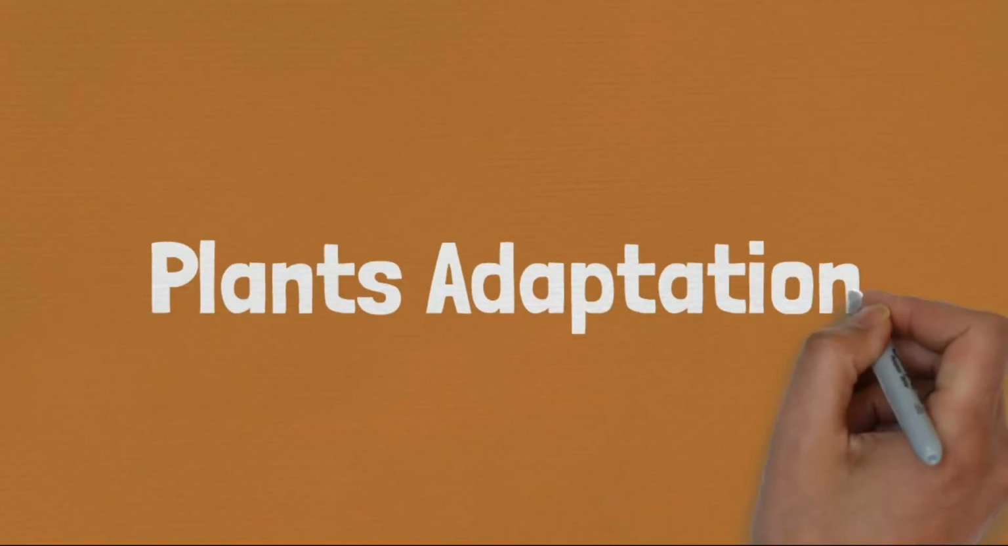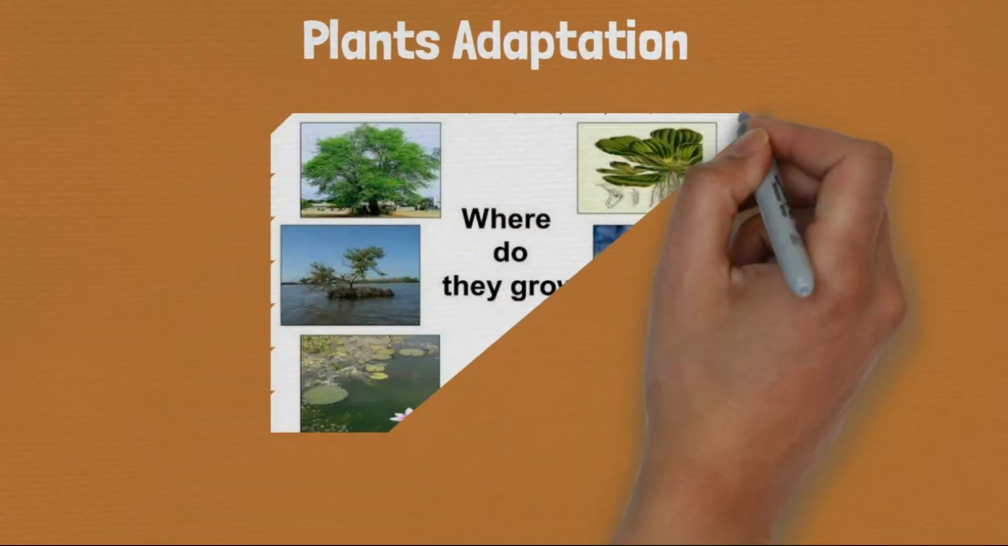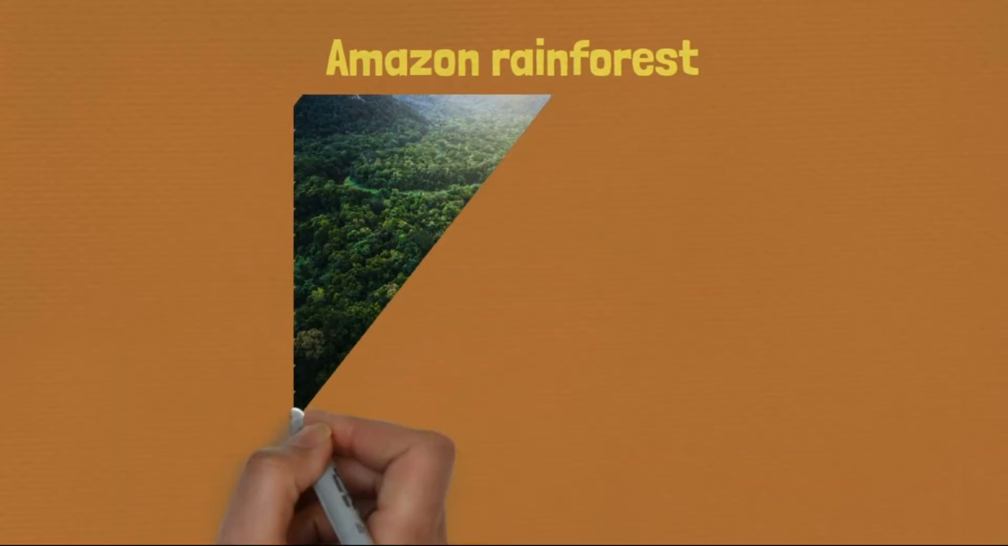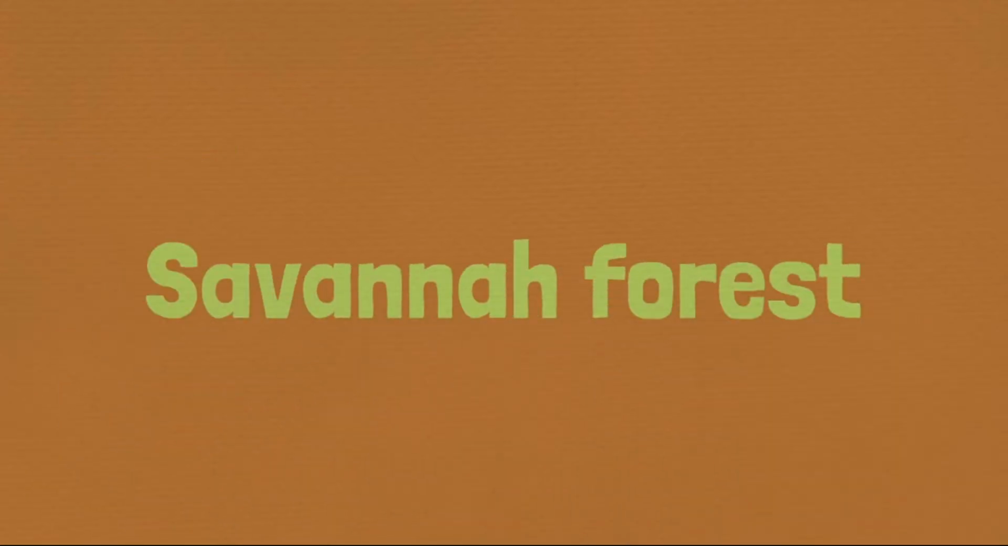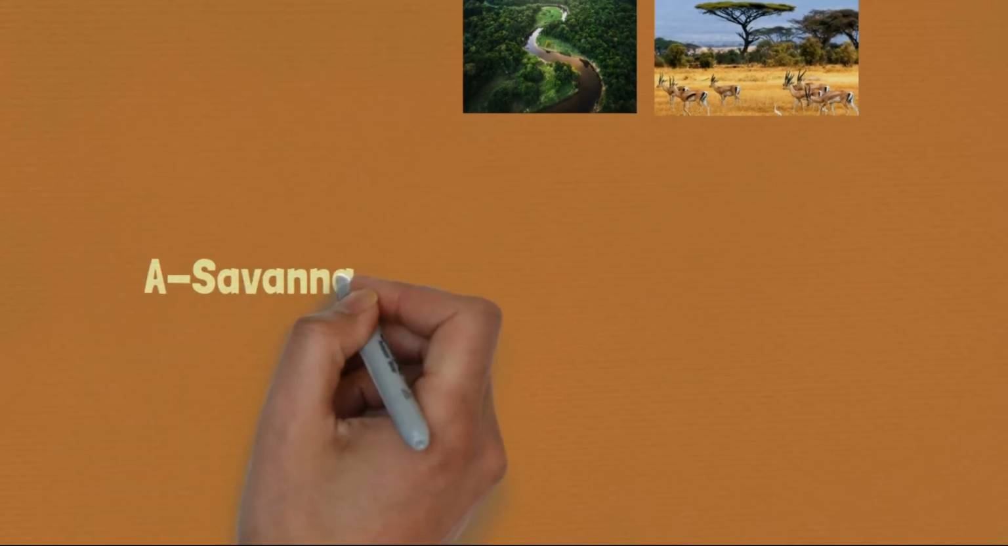Let's talk about plants adaptation. Plants can grow in different places like desert, forests, and so on. Let's start with forests. Forests like Amazon rainforest or savanna forests. Let's start with savanna forests.